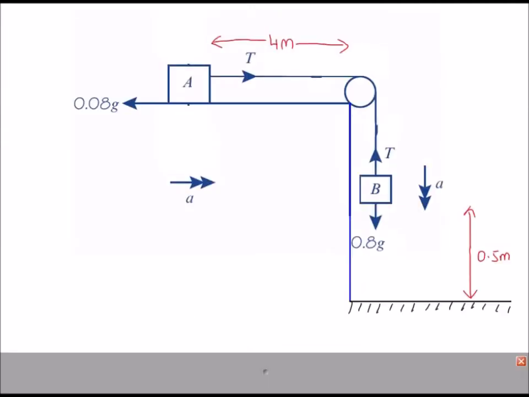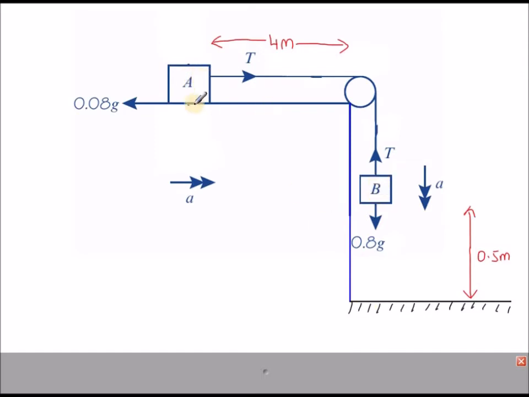Now this diagram is not drawn to scale. You can see that the height of B above the ground is 0.5 meters, and that there on the diagram is 4 meters, so that's significantly more in reality than this distance here is. As the system accelerates and B goes towards the ground, as soon as B hits the ground, the tension in the string is no longer what it was before. The string becomes slack, and then A is moving with a certain velocity at that point.